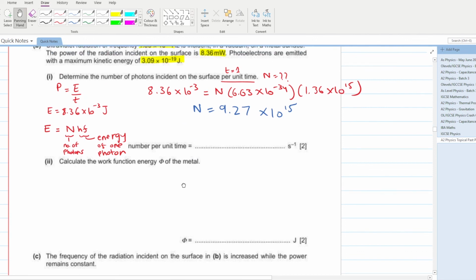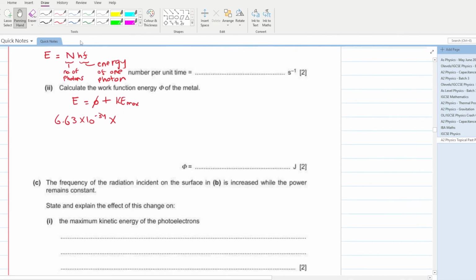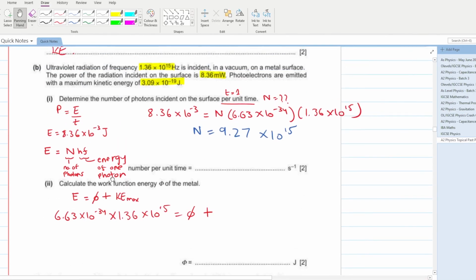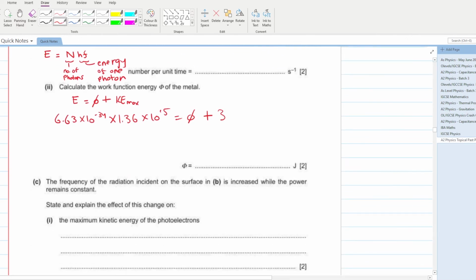So calculate the work function of the metal. Okay, you have to calculate the work function of the metal. What have we studied? Energy of a photon is equal to the work function plus the maximum kinetic energy. What is the energy of a photon? Planck's constant 6.63 into 10 raised to the power of minus 34, into the frequency. What was the frequency here? 1.36 into 10 raised to the power of 15, is equal to the work function plus what was the kinetic energy? 3.09 into 10 raised to the power of minus 19.